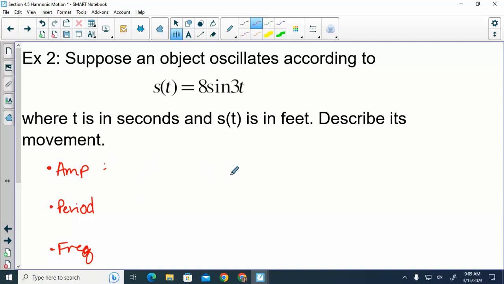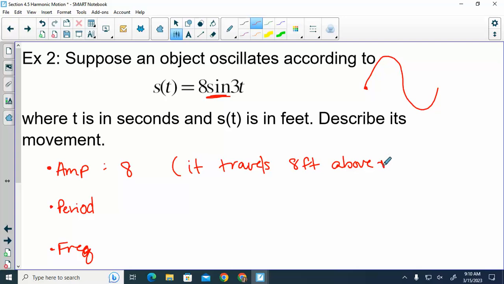All right. Does this one start at the center or a higher low point? Where does sine start? At the center. Is this flipped or anything? No. So what it's doing is it's starting at my center and going up and just back and forth. What is my amplitude here? 8. So what that means is it travels 8 feet above and below the center.